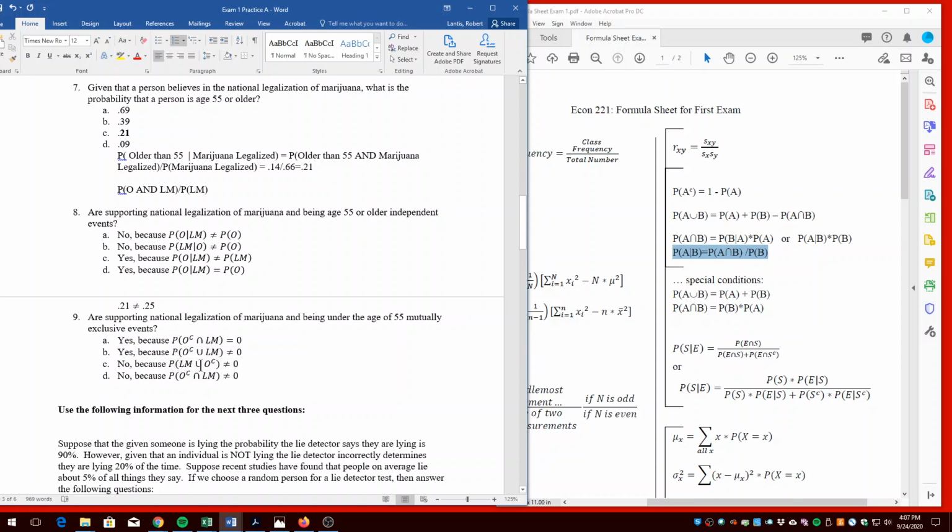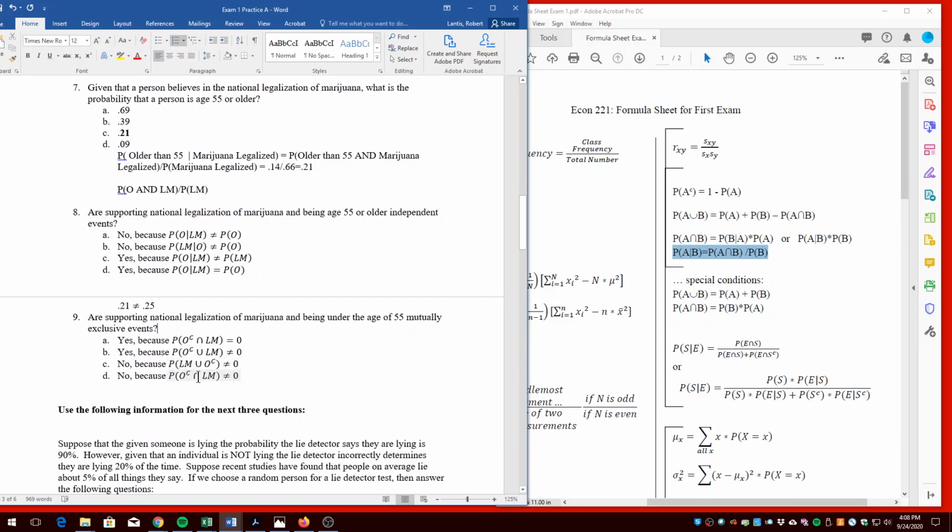Now notice here, not even all of these represent intersections. These two actually represent the union of these events. So right away we know either A or D has to be correct, because to check for whether or not something's mutually exclusive, we're looking at the intersection. Now here this is a little bit more complicated because we said being under the age of 55, so that's actually thinking about it as O complement. But we're still checking for whether or not two events are mutually exclusive from each other.